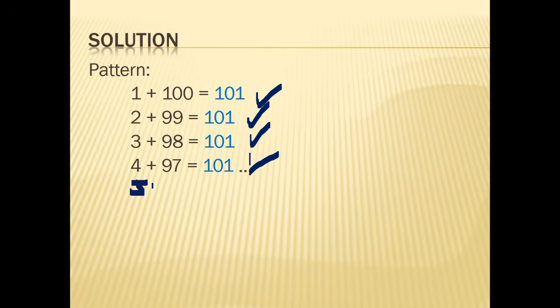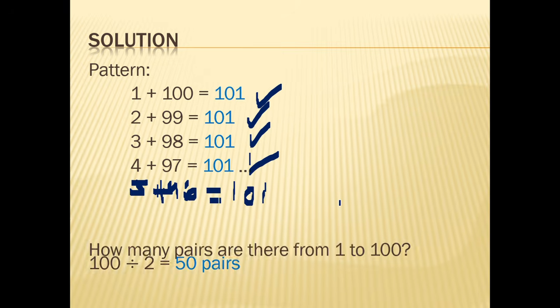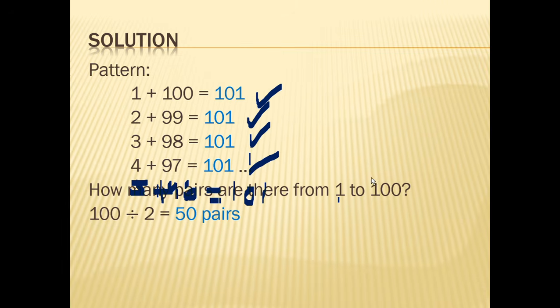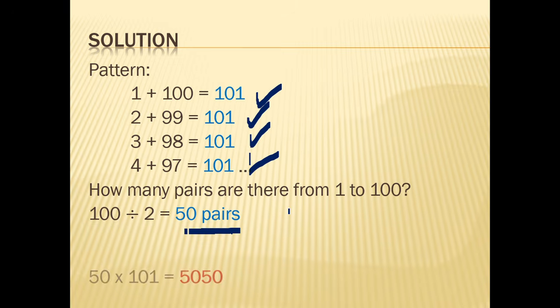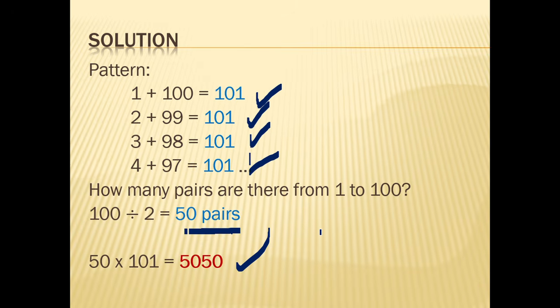Kahit na 5 plus 96 is still 101 pa rin yun, di ba? Okay, so nakita natin dyan na how many pairs are there from 1 to 100? So, alam natin that we have 50 pairs. Di ba? Kasi hahatiin natin yun, di ba? Okay. So, na-check na natin yan. Oh, 50 times 101. So, we have 5,050.